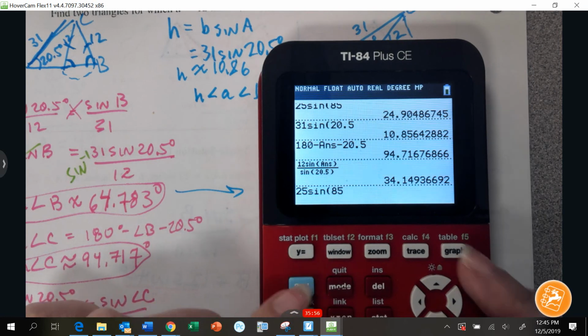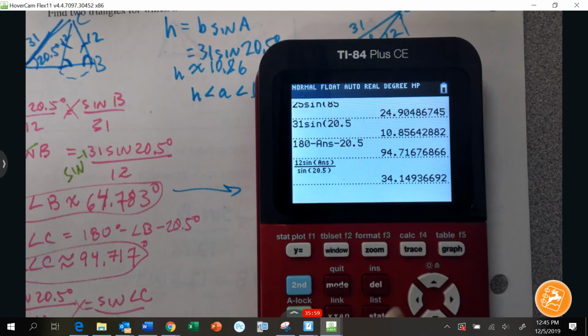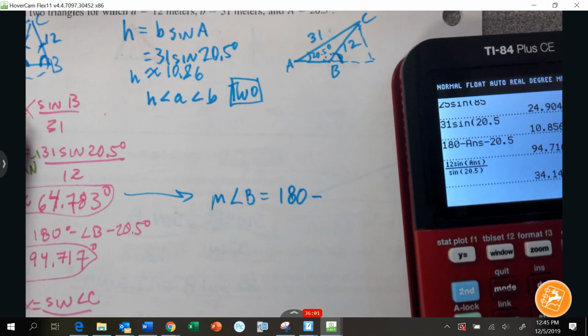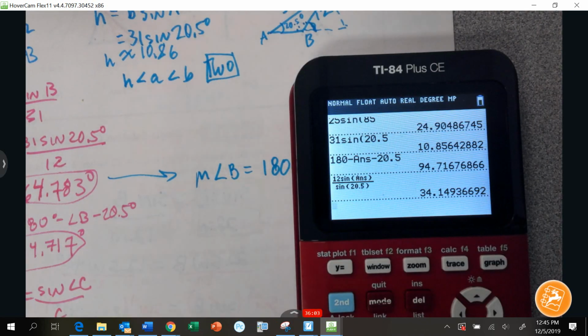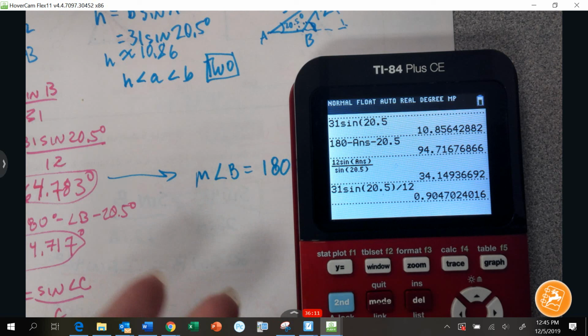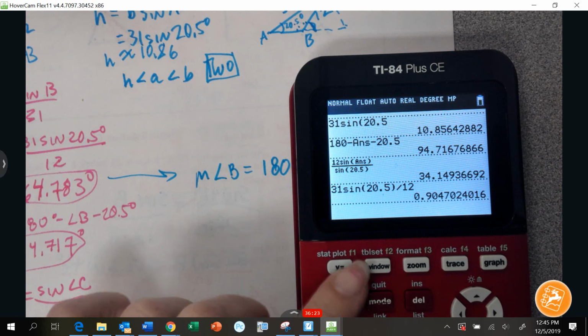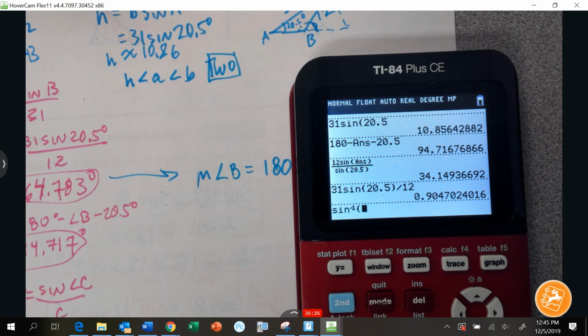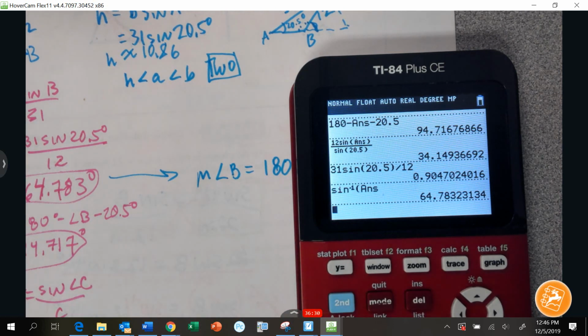Oh, I cleared it. Well, I can't do it. I'm going to have to retype it in now. Sorry, I got to catch up to you now. 31 sine 20.5 divided by 12. So I'm going to take, no. What did you do wrong? Oh, inverse. Whoops. Forgot that. Sine inverse, because it was written in a different color off to the side. Sine inverse of my answer. There we go. So there's my 64 point whatever it was.